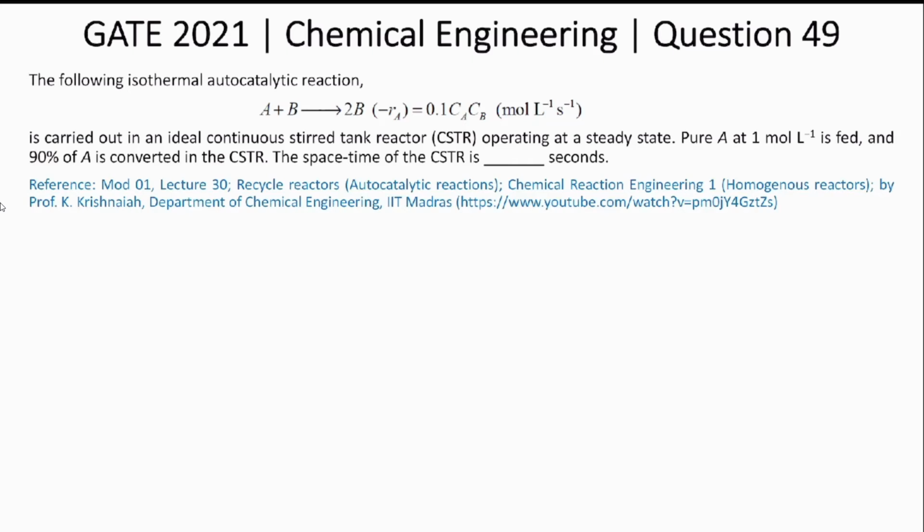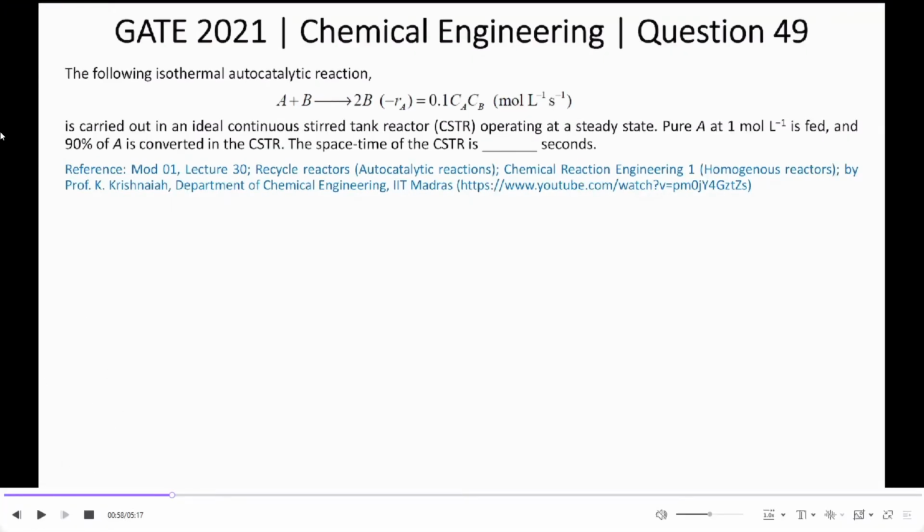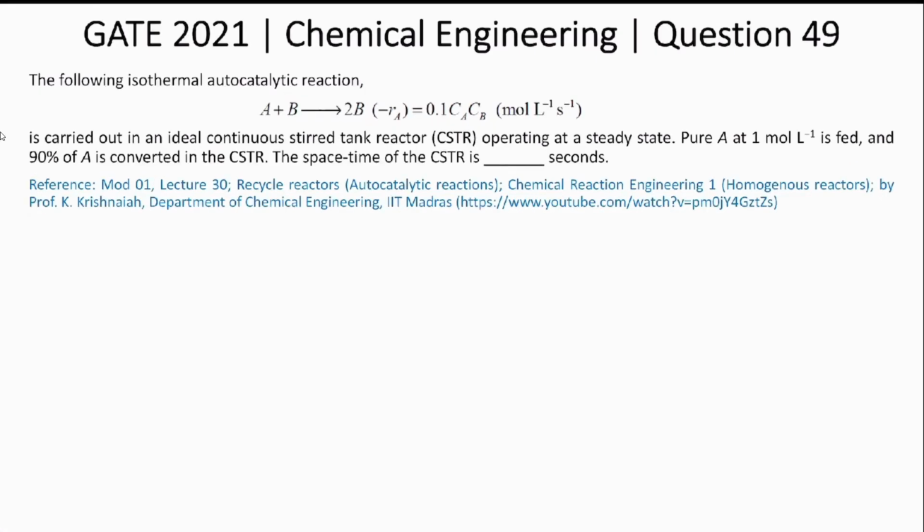So in this question, the following autocatalytic reaction is happening, A plus B gives 2B, and the rate of reaction is given as 0.1 CaCb. That means this is a second order reaction. This reaction is carried out in an ideal CSTR operating at steady state. Pure A at 1 mole per liter is fed and 90% of A is converted in the CSTR. And we need to find the space time of this CSTR in seconds.